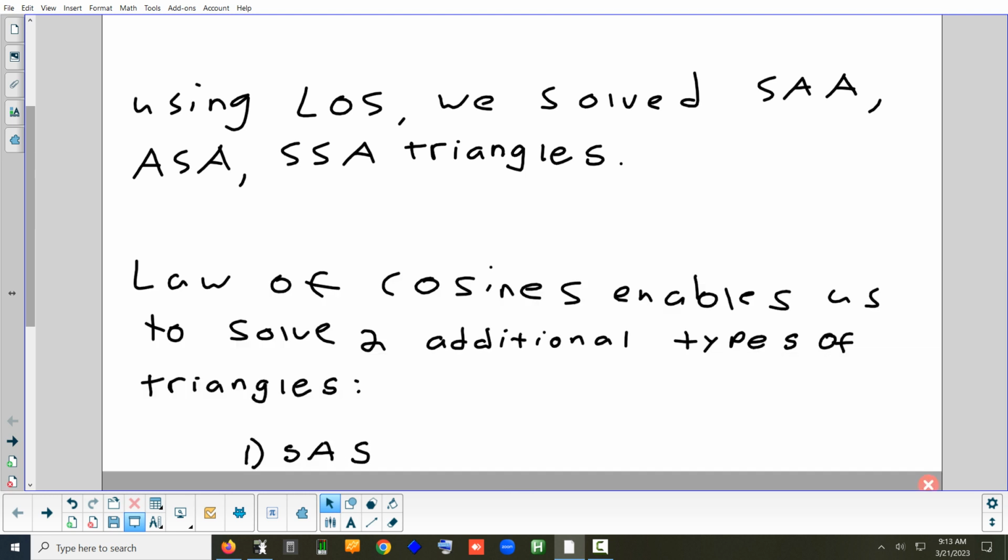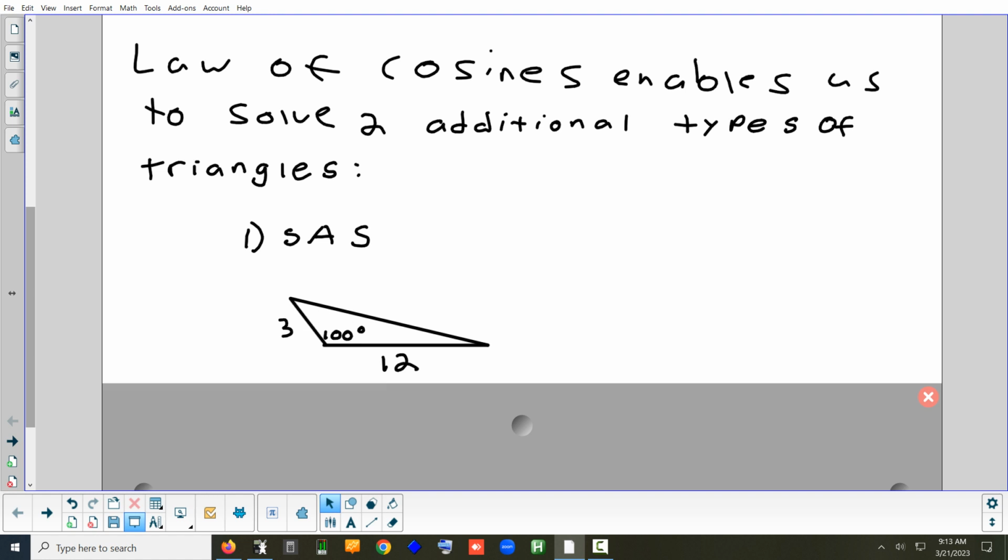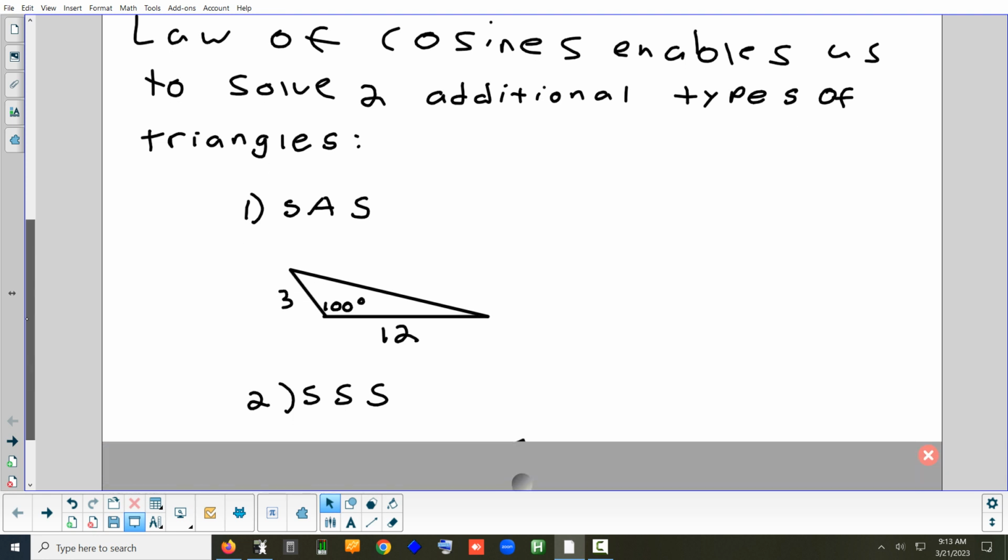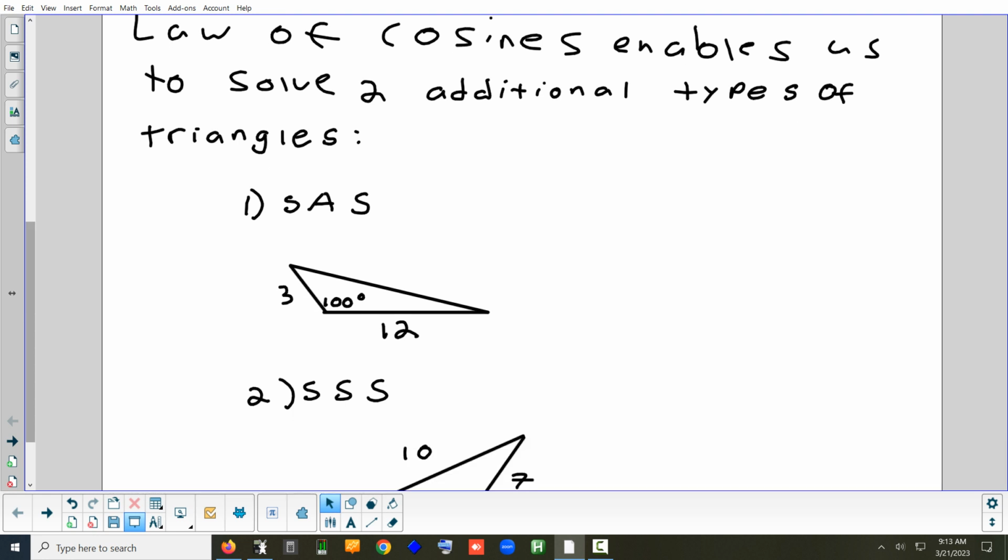Both side, side, side and side angle side, we run into a problem if we try to use law of sines. Because that might be your first question. Why don't we just use the same rule we've been using? You can't. Because the problem with law of sines is you need to know an angle, and you need to know what's across from it. Well, in side angle side, you don't have that. You have a side, but you don't know what's across from it.